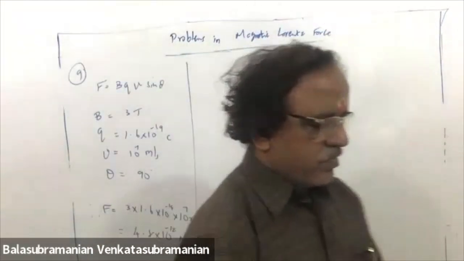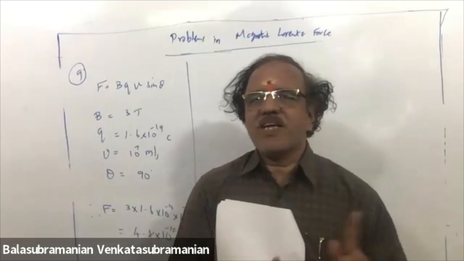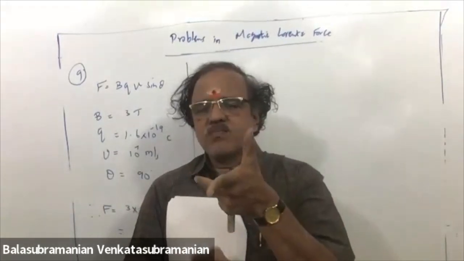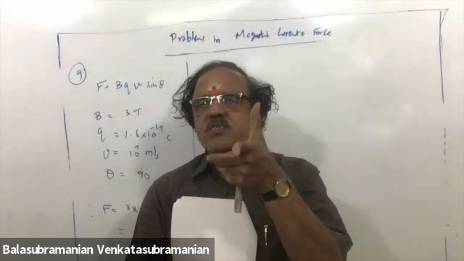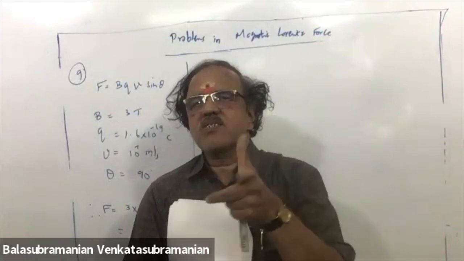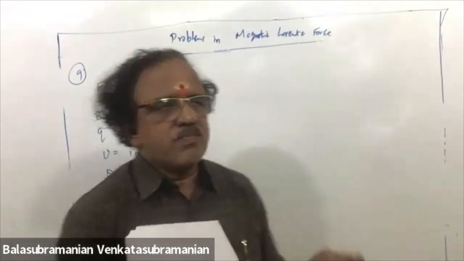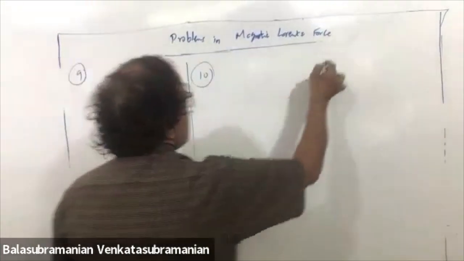Direction. Use Fleming's left-hand rule. Forefinger eastwards, thumb direction of force. This thumb represents the upward direction. So the force is upwards. Tenth problem.